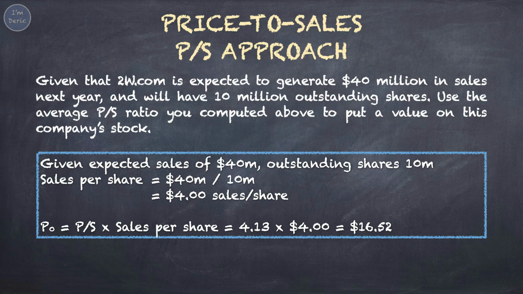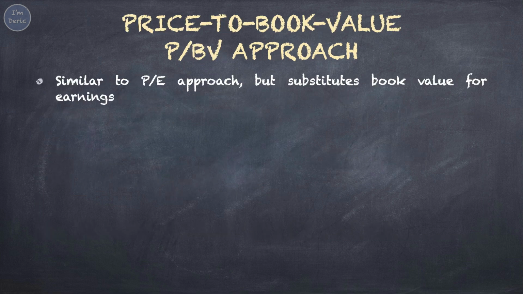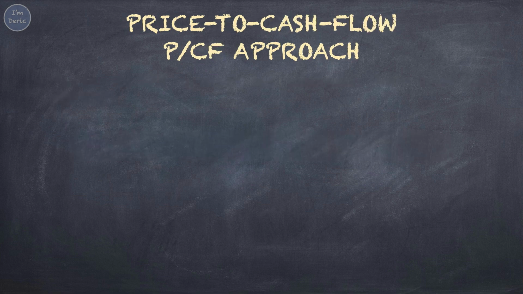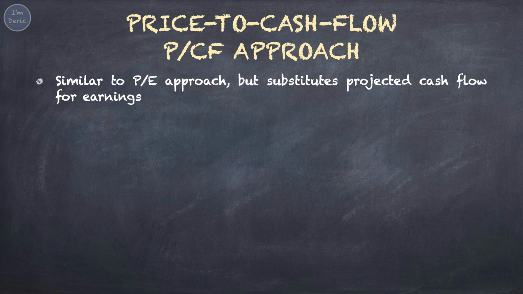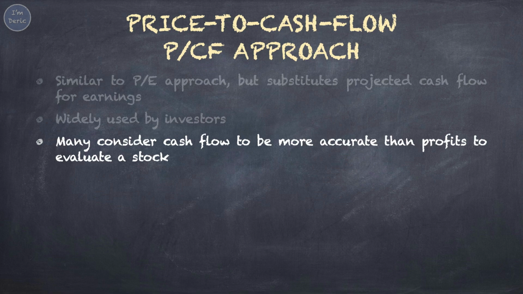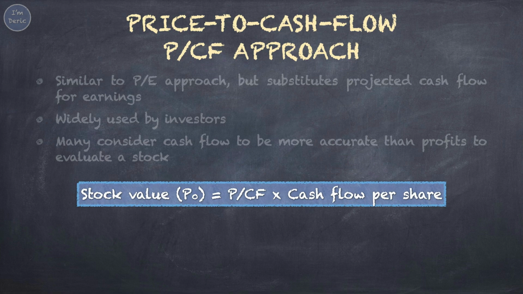Price to book value, PBV approach, is another approach that is similar to PE approach, but substitutes book value for earnings. To get the stock value or intrinsic value, we take PBV ratio times book value per share. While for price to cash flow, PCF approach, it is similar to PE approach, but substitutes projected cash flow for earnings. It's widely used by investors. Many consider cash flow to be more accurate than profits to evaluate a stock. To get the stock value or intrinsic value, we take PCF ratio times cash flow per share.